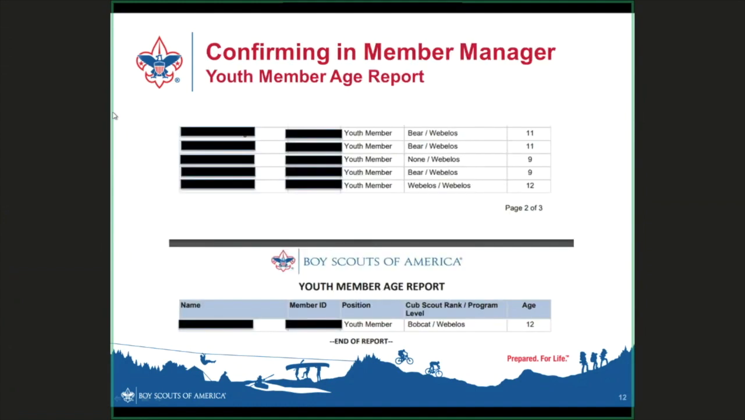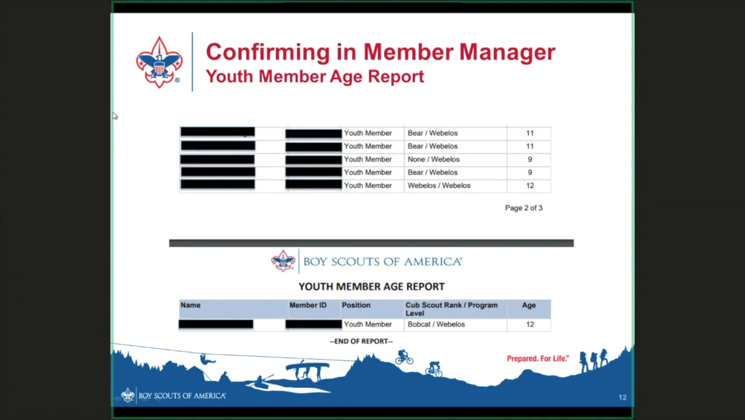When you want to confirm that you think you did it right in Scoutbook, but you're not sure, I recommend this is when the Key 3 go back into my.scouting. So get out of Scoutbook, go into my.scouting, and in your member manager, you can pull up a youth roster. And there's an icon to pull up your youth member report. When you pull up that youth member age report, you're going to get a report. Those black boxes are covering names and BSA ID numbers. You're getting youth members. That makes sense.